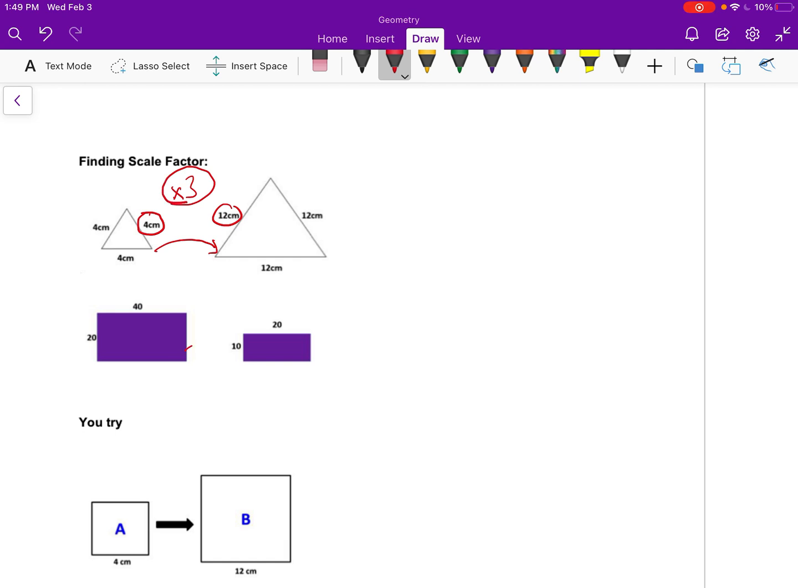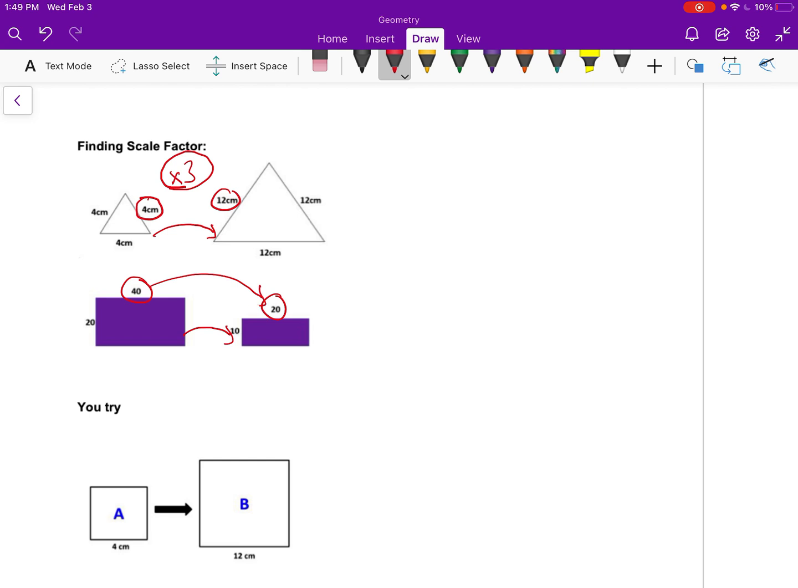Now let's go from the bigger to the smaller. Once again, look at your corresponding sides. How do I get from 40 to 20? You could divide by 2. But remember, dividing by 2 is the same thing as timesing by 1/2. So my scale factor is 1/2.